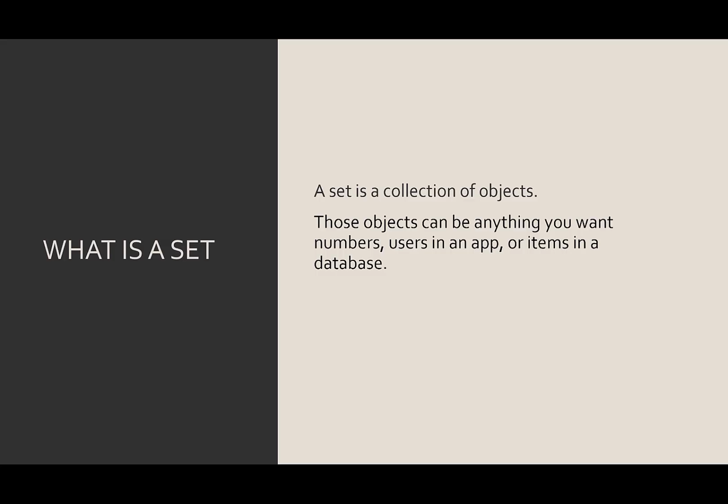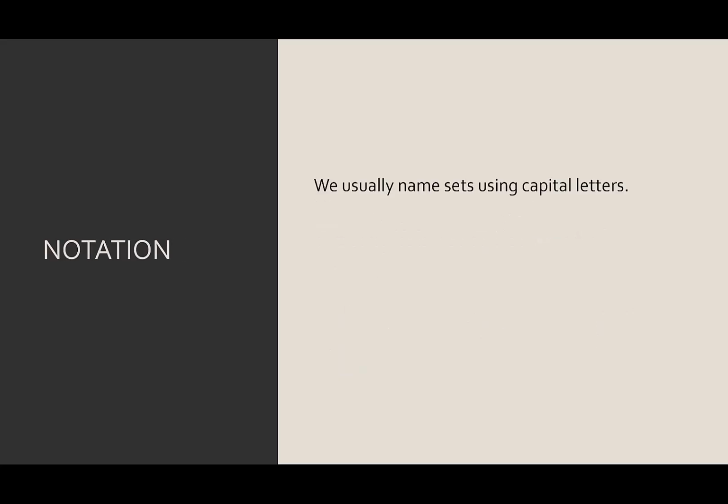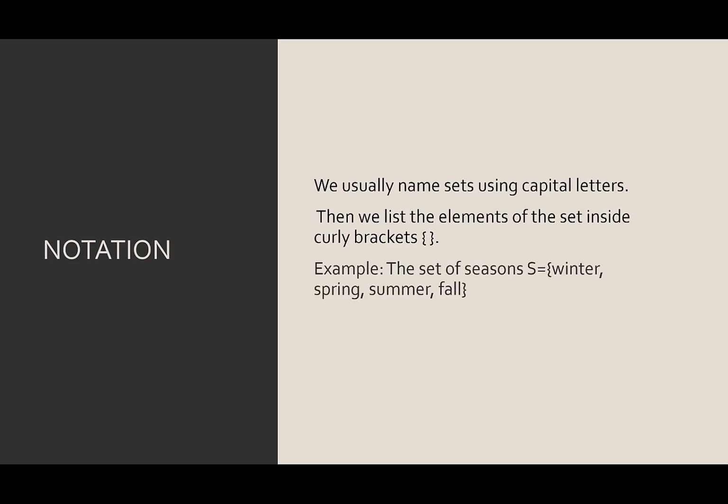Those objects can be anything you want them to be, like numbers, users in an app, or items in a database. For notation, we usually name sets using capital letters. Then we list the elements of the set inside curly brackets. For example, we might have the set of seasons. S is equal to {winter, spring, summer, fall}.